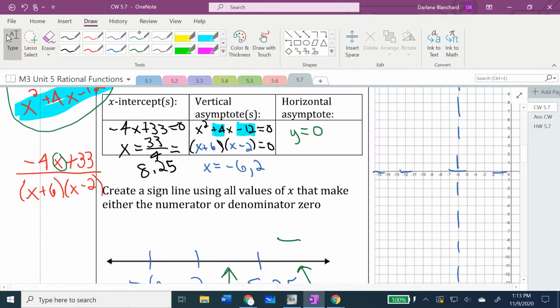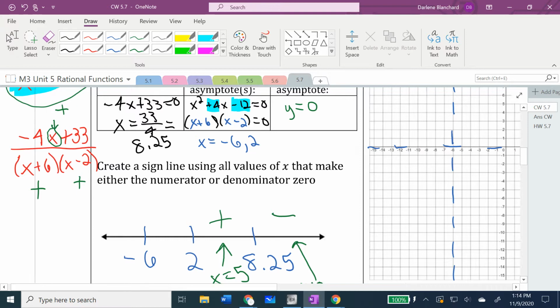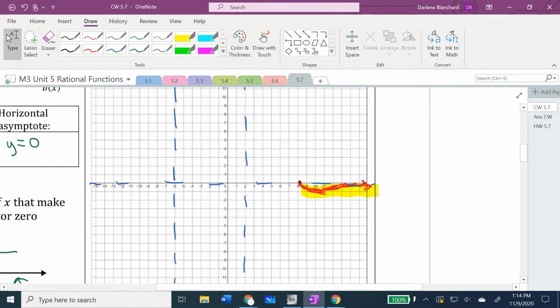Now, if I'm working with positive 5 plugged into this x times negative 4 plus 33, do you see that it's positive? And then positive 5 plus 6, positive 5 minus 2, everybody's positive. So this tells me that between x equals 2, which is a vertical asymptote, and 8.25, which is an x-intercept, I am only above the x-axis.